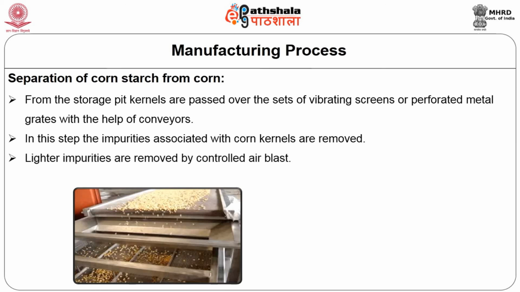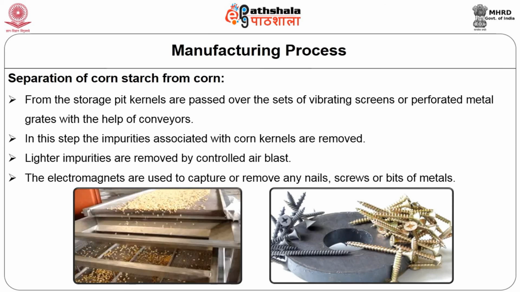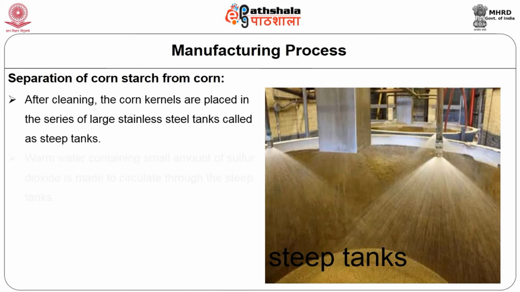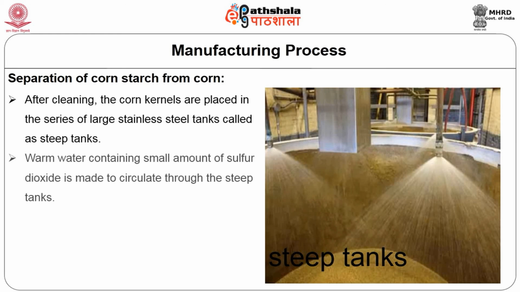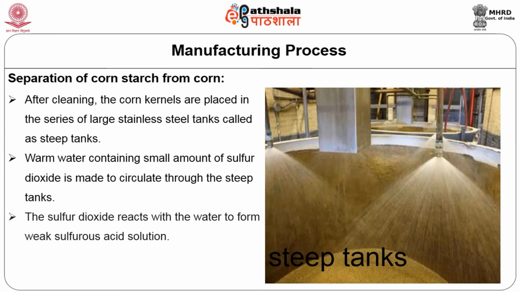Lighter impurities are removed by controlled air blast. The electromagnets are used to capture or remove any nails, screws or bits of metal. After cleaning, the corn kernels are placed in a series of large stainless steel tanks called steep tanks. Warm water containing a small amount of sulfur dioxide is made to circulate through the steep tank. The sulfur dioxide reacts with the water to form a weak sulfurous acid solution.